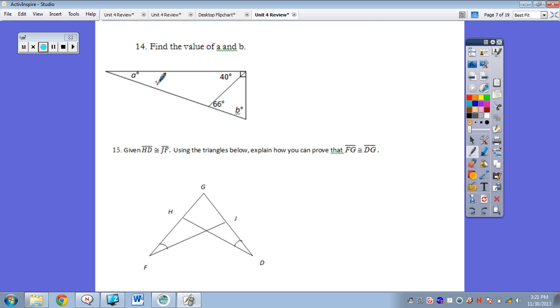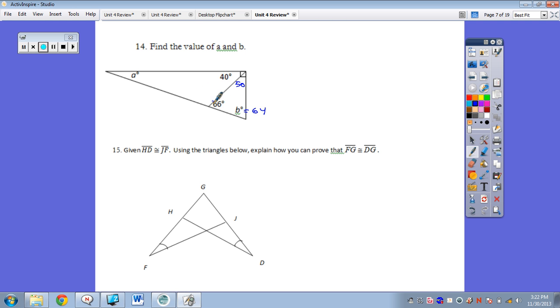Alright, find the value of the variables A and B. Just by looking at these triangles, I know there's a 90-degree angle here. I know this part of the angle is 40, which makes this angle right here 50, because added together gives you the 90. I also know that this triangle is 180 degrees, since all three angles add to 180 in a triangle. So if I take away 50 degrees from 180 and also take away 66, I'm left with 64 degrees for angle B.